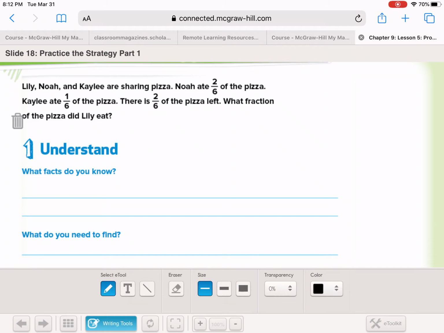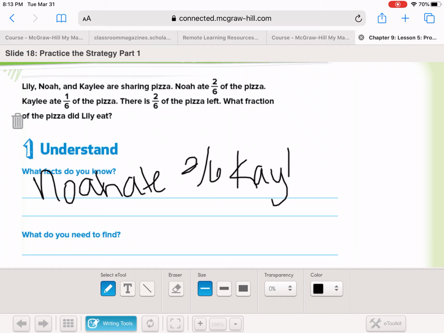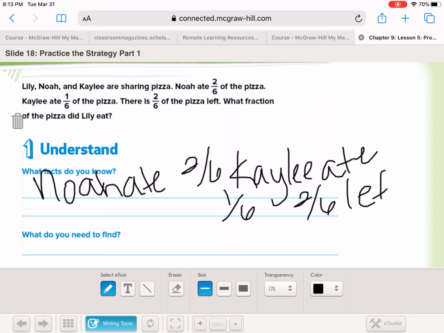So, what facts do you know? So, we know that Noah ate 2/6. We know that Kaylee ate 1/6. And we know that there are 2/6 left.